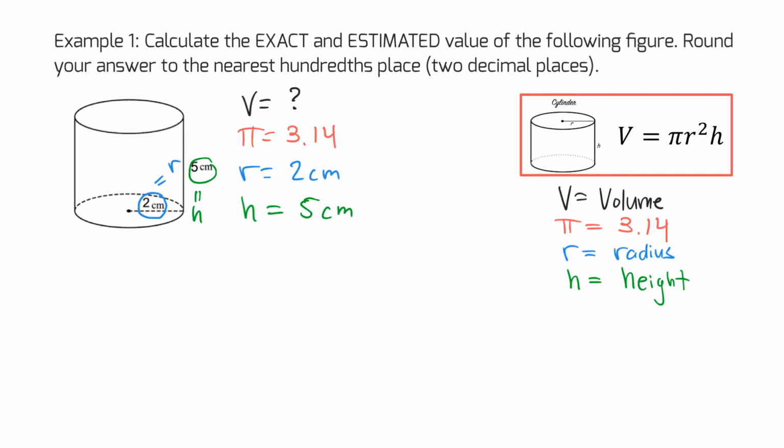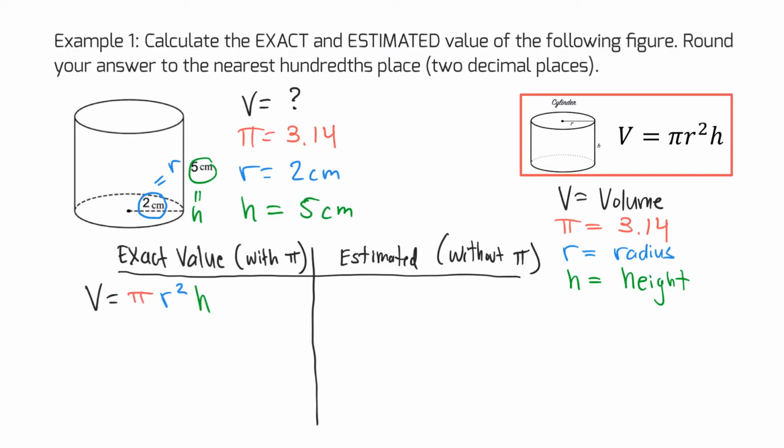Once I have all those pieces of information, I'm going to substitute those into the formula. Before I continue, what I'm going to do is draw a T-chart. On the left side, put exact value. Right side, put estimated value. When calculating volume, we have 2 different results. We have the exact and then the estimated. The exact is with pi. The estimated is without pi.